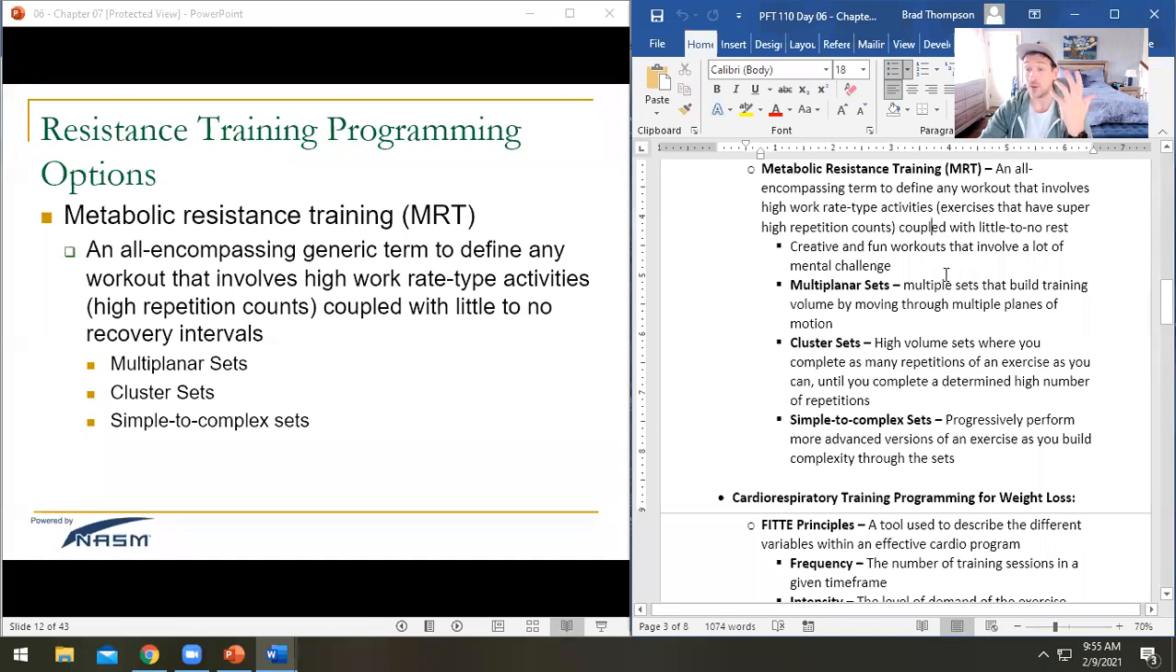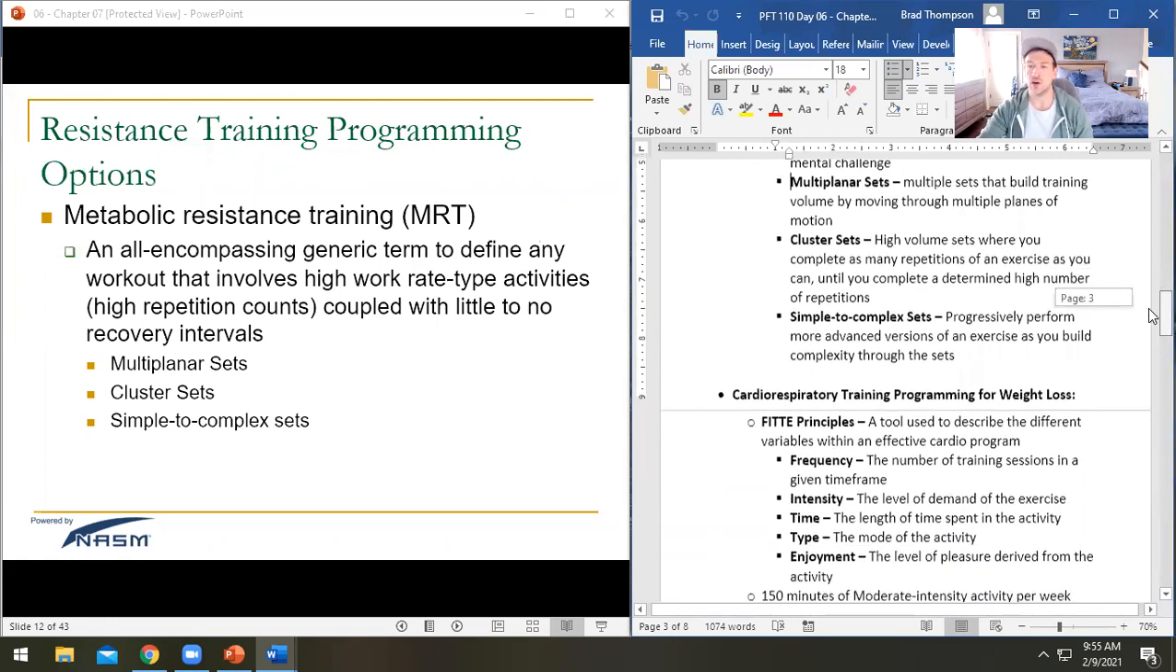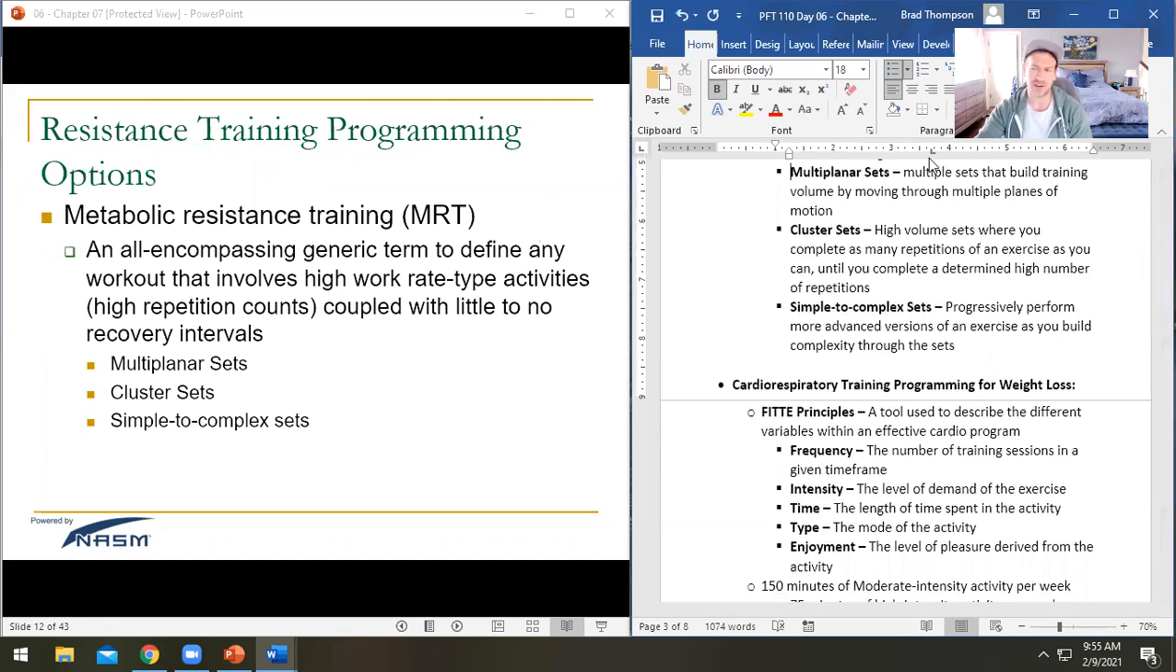And this is a really effective way to burn a crap ton of calories. There's a couple different versions that NASM is focusing on here, but this is my favorite definition. These are creative, fun workouts that involve a lot of mental challenge and a lot of interesting high repetitions. So there are multi-planar sets, which are really kind of fun. Multi-planar sets are where you build complexity and volume by doing multiple different planes of motion.